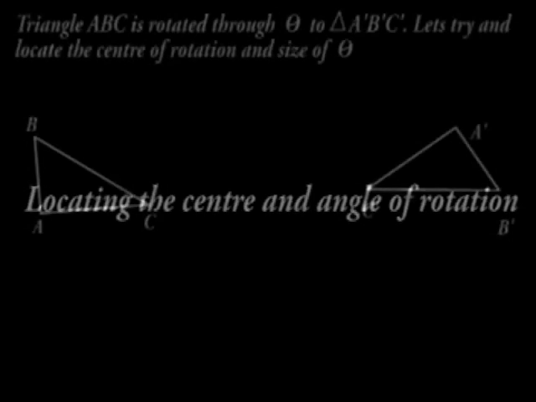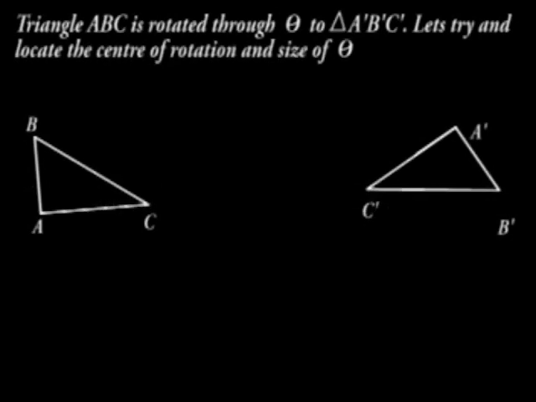Locating the center of rotation and angle of rotation. Triangle ABC is rotated through angle theta to triangle A prime, B prime, C prime. Let's try and locate the center of rotation and the size of theta. We follow the following steps.